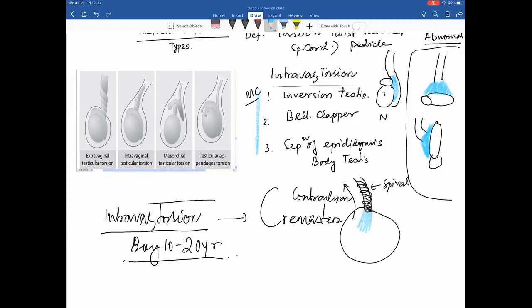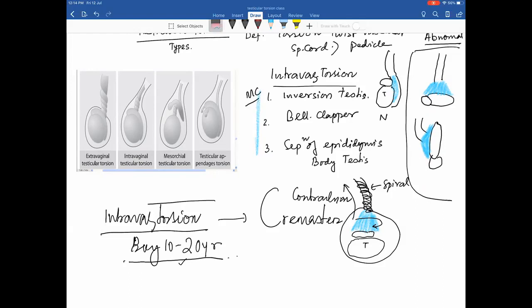So, this is your picture that I have drawn, and with these pictures, please appreciate this one. This is your epididymis, and this is your testis, and this undergoes a torsion in this direction. So this is what you are required to know. Again, at 10 to 20 years, cremaster contraction and intravaginal torsion is most important.